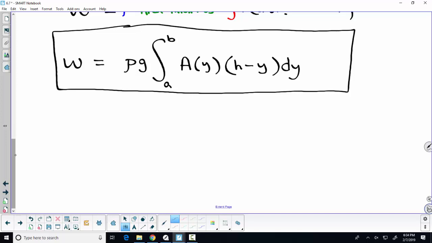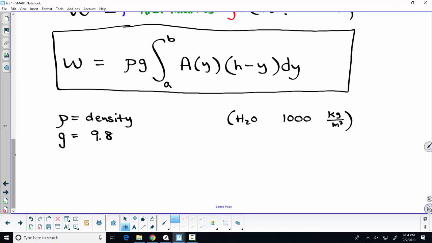Let's identify these things. Rho is the density. So this is the density of the substance in the tank, gas, whatever it is. Usually we're dealing with water. The density of water is 1,000 kilograms per meter cubed. And of course gravity, 9.8 meters per second squared.